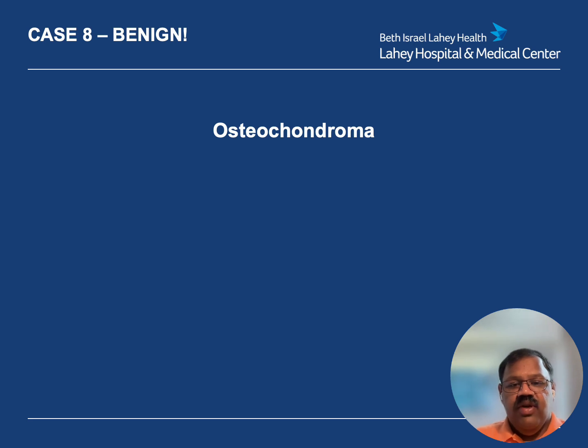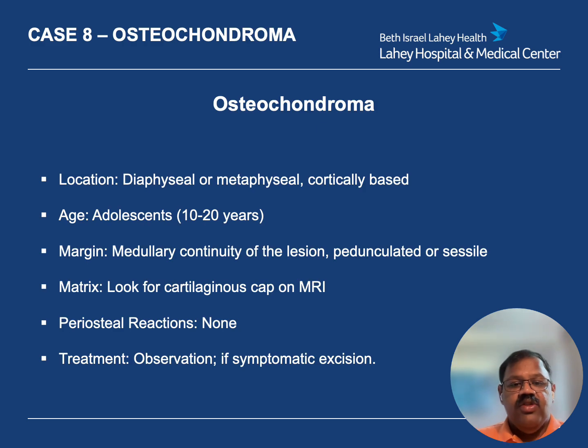If you guessed benign, you're absolutely right. This is an osteochondroma, a pedunculated osteochondroma. These usually occur in the diaphyseal or metaphyseal regions. They're cortically based. They tend to be first noted in adolescence, though can present in adulthood as well, likely in a lesion that was completely asymptomatic but was never picked up as an incidental finding on imaging.